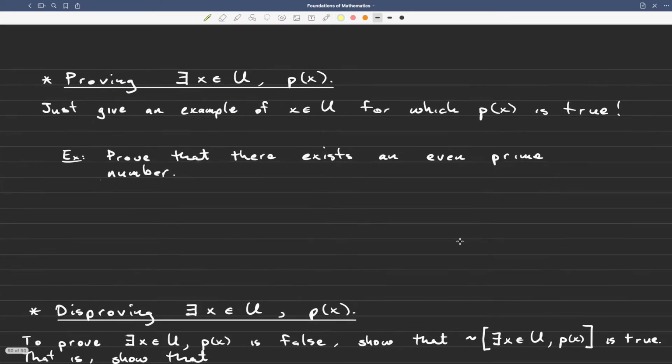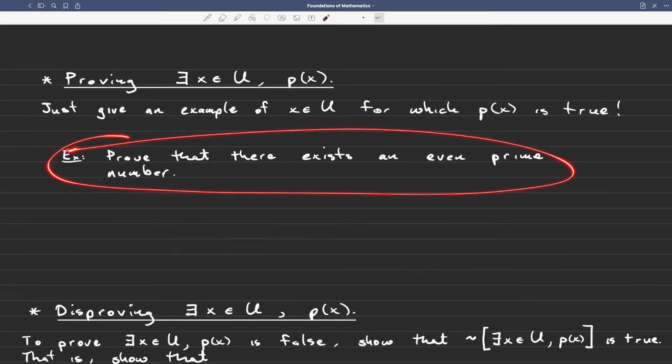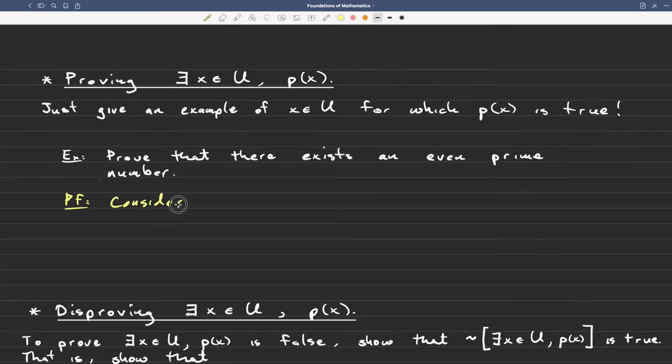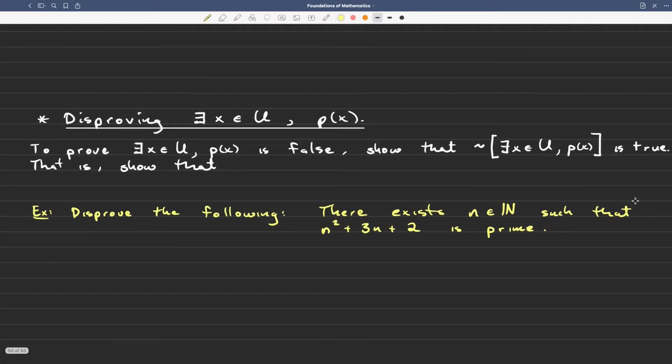And then the last couple of observations here. If you want to prove an existential statement, all you have to do is demonstrate that a single element of the set exists for which P of x is true. So prove that there exists an even prime number. Okay, proof. Consider n equals 2. n is even because 2 is even and 2 is prime. The only way to factor 2 is 2 times 1, so it's not composite. So that's it.